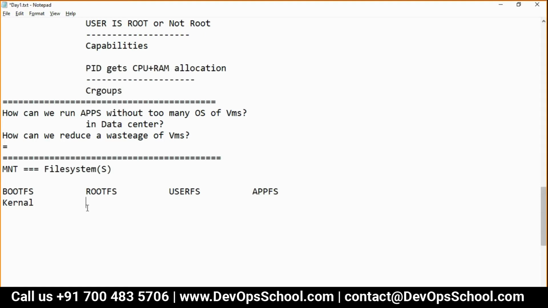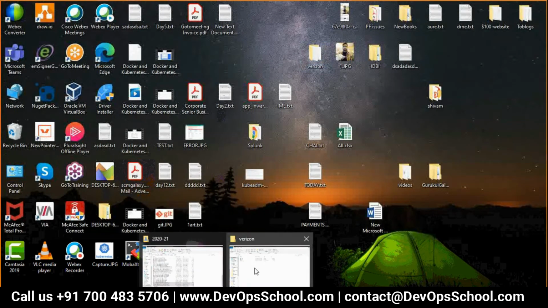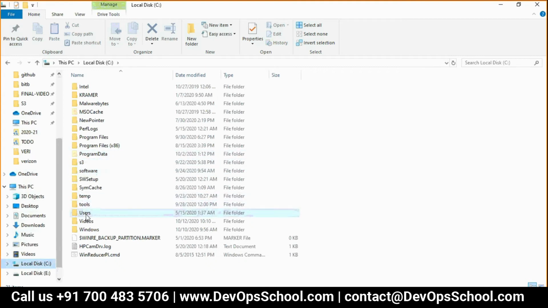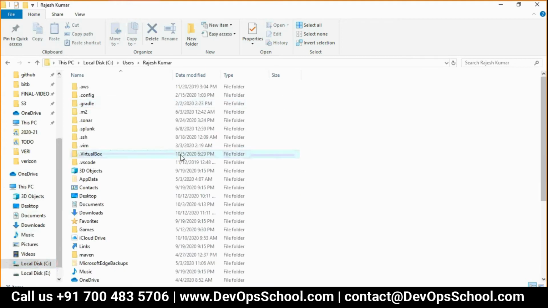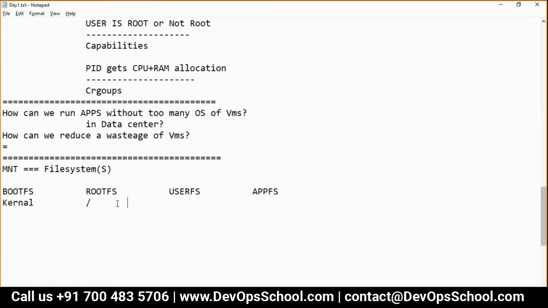Okay. Everyone? Now, what is a user file system? Guys, what is a user file system? This, by the way, is the root file system mounted at the root. User file system is basically, let me show you, a user-like file system. Let me show you my user file system. Go to the C drive, Users, Rajesh Kumar. Whatever you see here, it's my file system. Any other user cannot see it because it's my user file system, my user home.